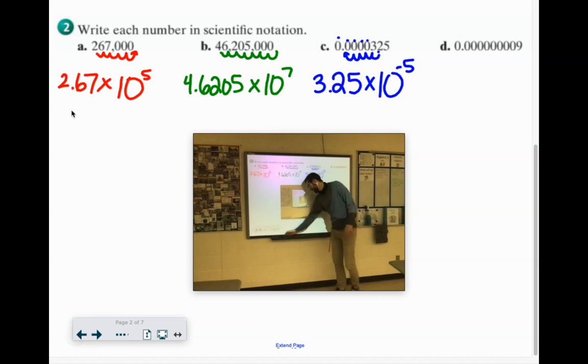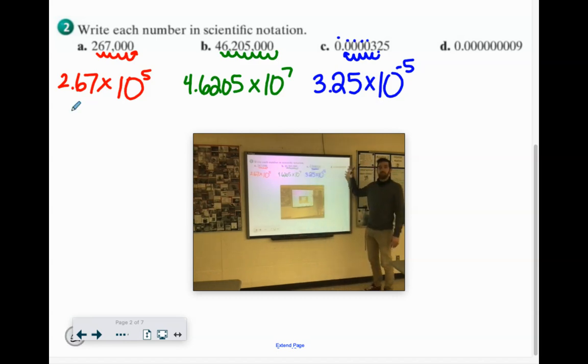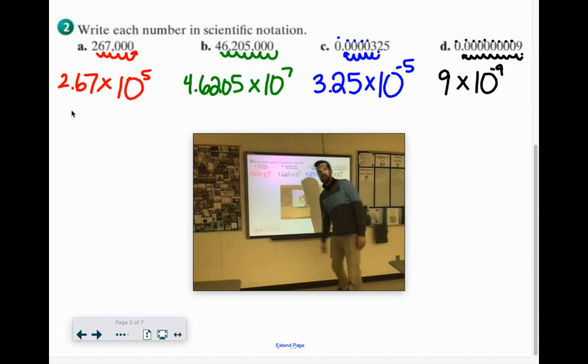Cool. And then here we have another very small number. We need the decimal here after the 9, 9.0, which we could just write as 9. Very small number, negative exponent. Let's see, 1, 2, 3, 4, 5, 6, 7, 8, 9 zeros. So times 10 to the negative 9th. Or count how many places: 1, 2, 3, 4, 5, 6, 7, 8, 9. Either way, however you're going to get that answer.